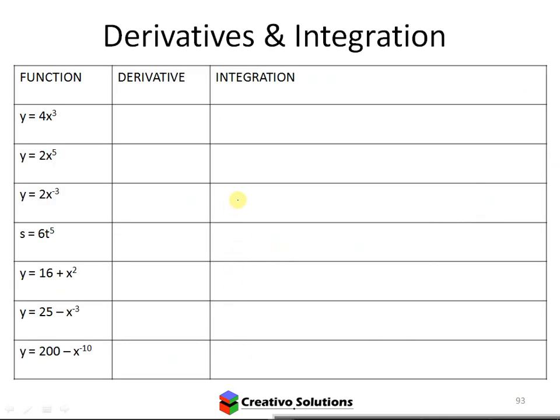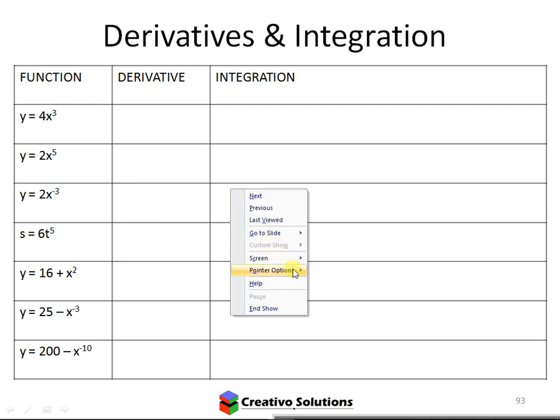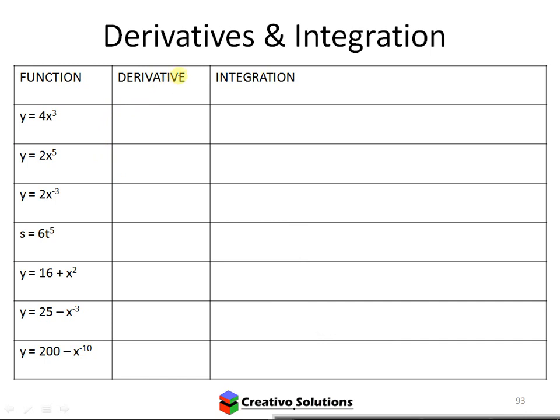Here's a nice practice exercise. I want you to quickly write down all the derivatives. Give me the derivatives for all of those in that column. Let's say now. You can? The first one I got 12x squared. Next one.